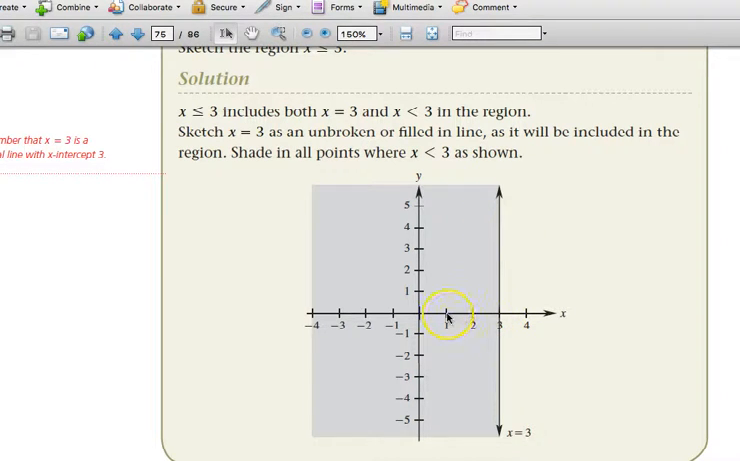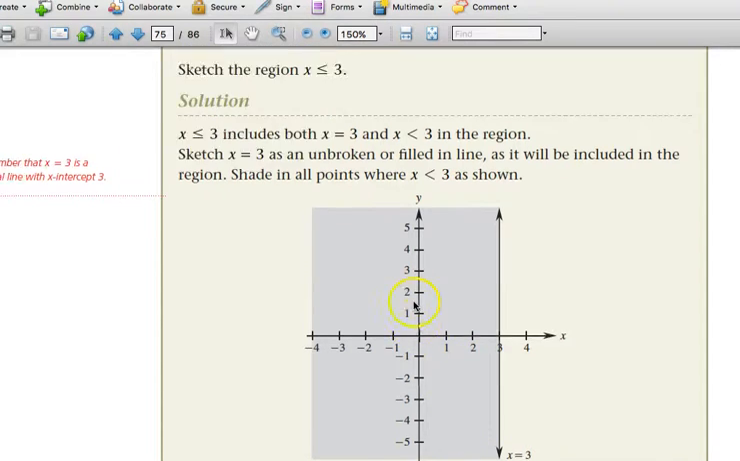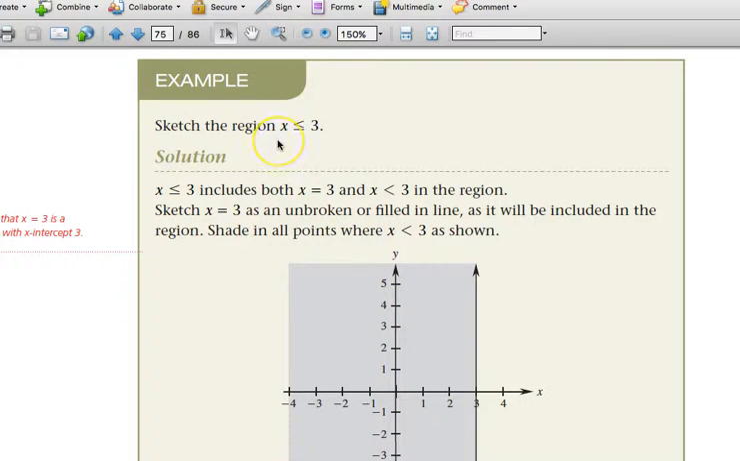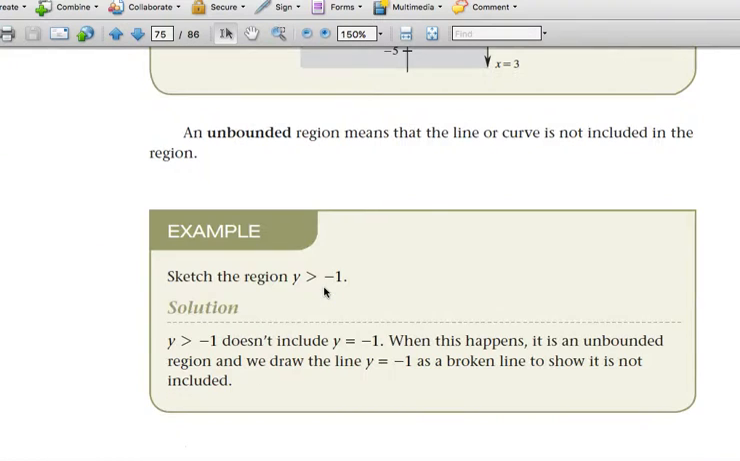Now, why are we not just drawing a number line? Because we're shading a region. I could have the point (-2, 1). That point, for example, has an x value less than 3. Okay, so we're shading regions here. This is not the number line. This is the number plane, and we're shading regions. So they will say sketch the region x is less than or equal to 3.